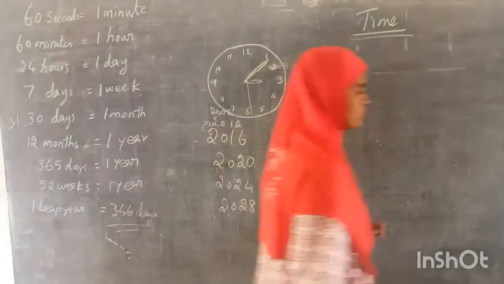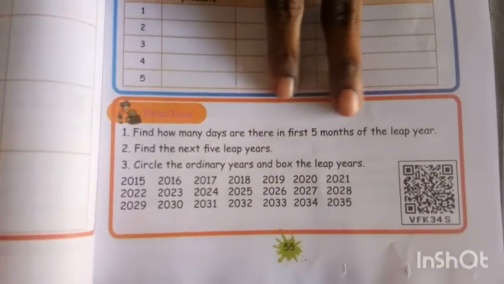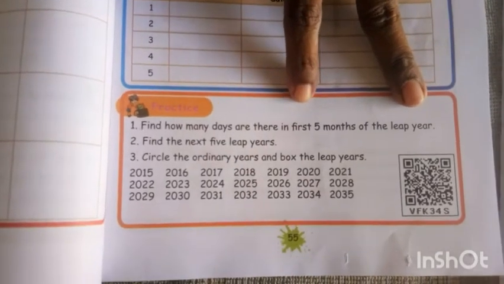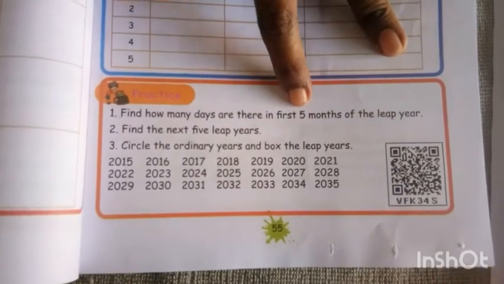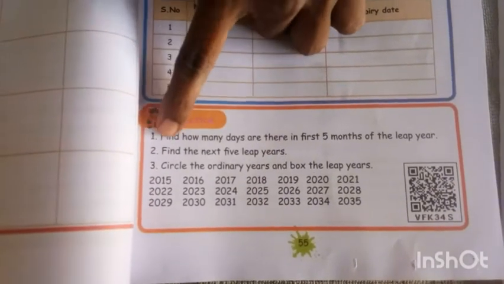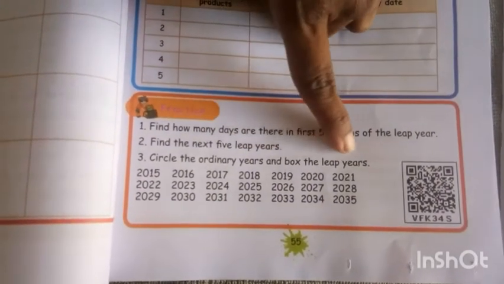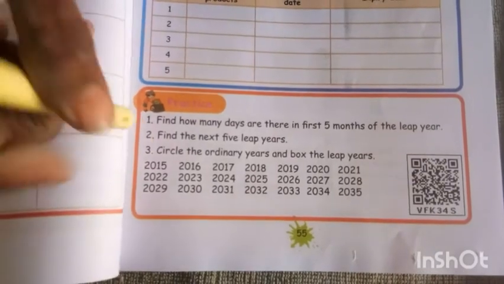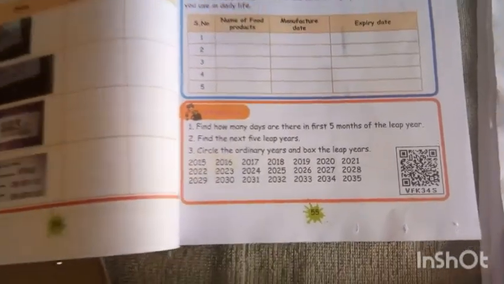In your book, see, you have to practice this also. Find how many days are there in the first five months of the leap year. So first 5 months calculated: January, February, March, April, May. Till that you have to calculate the days and write it. Then find the next 5 leap years. Just now we have written it on the board. So next 5 leap years you can write. And circle the ordinary years and box the leap years. Ordinary means you just circle it, right? If it is a leap year, you just box it. Fine kids, you do all the practice here, activities here.